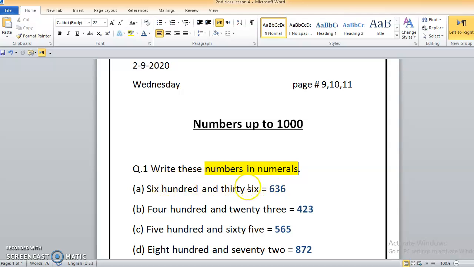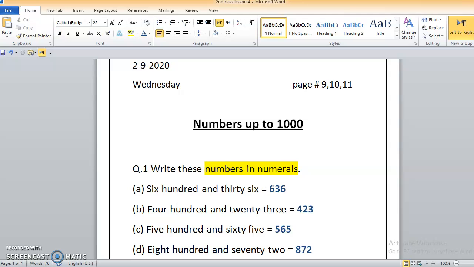636 is the number, and we have to write it in numerals. Whenever you are writing a number, first you have to check how many hundreds are there. 600, so I will write 6 here. Then 30 means 3. Whenever 3 comes in the tens place, you call it 30, and the last number is 6. So it is 636.